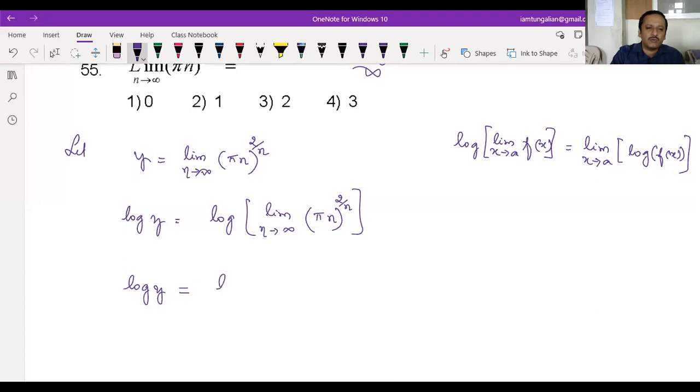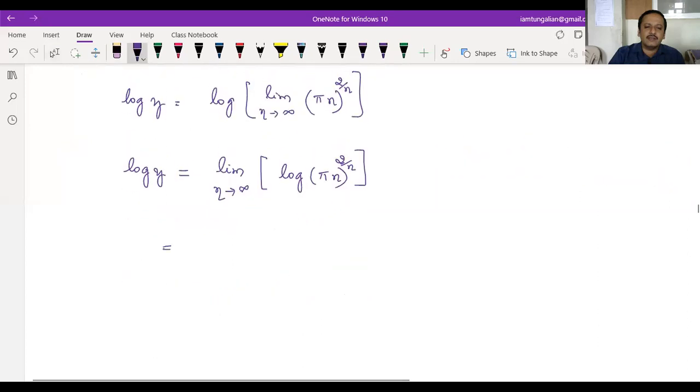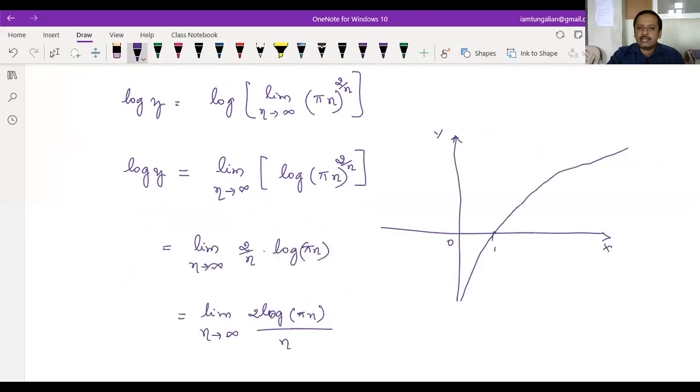I can write this as limit n tends to infinity of log of (pi n) whole power 2 by n. That's equal to limit n tends to infinity. This looks like log m power n, and log m power n is equal to n log m. So it will be 2 by n log pi n. Log infinity in the numerator is infinity.